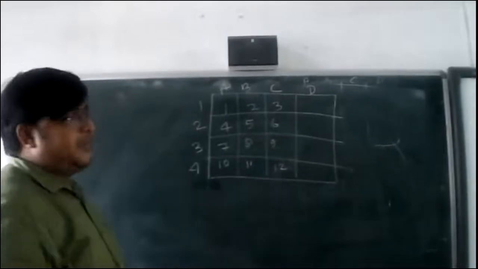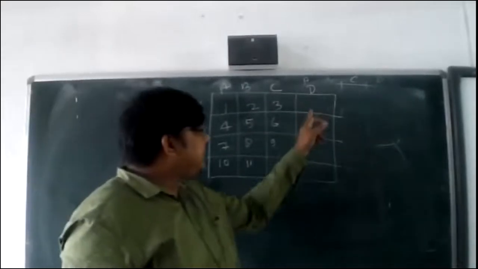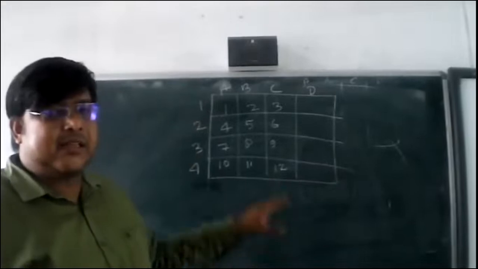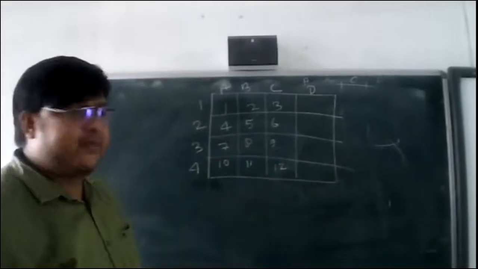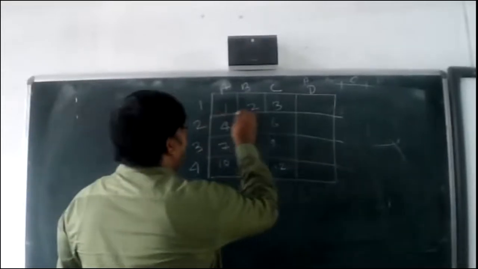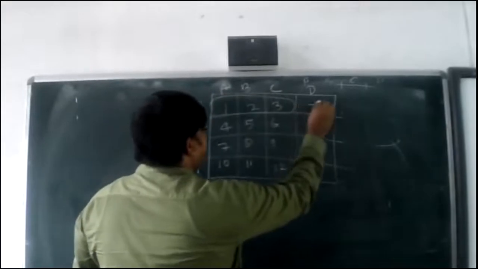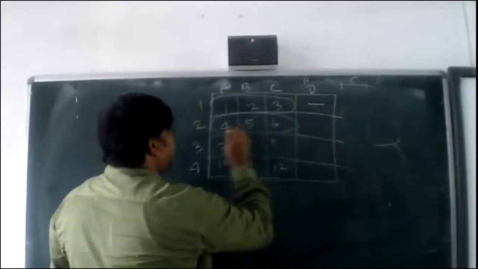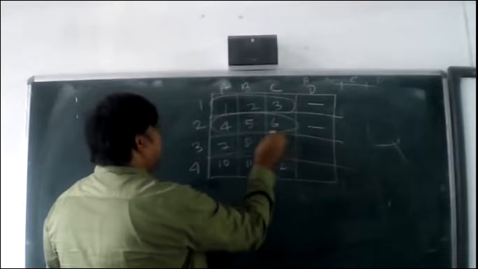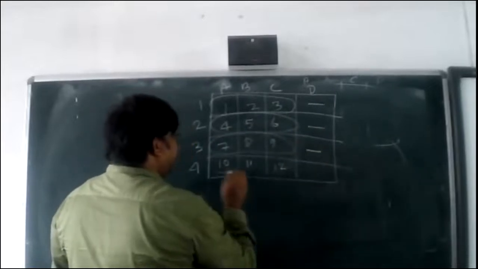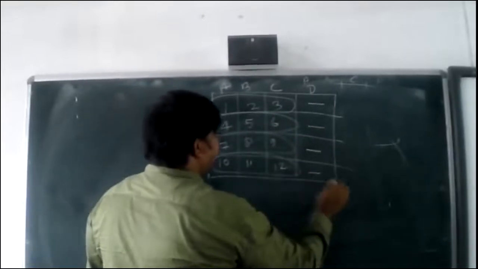And I want here in this B column to get the sum of all rows. That means the sum of these numbers will come here, the sum of those numbers will come there, the sum of these numbers will come here, and the same as it is, the sum of these numbers will come there.